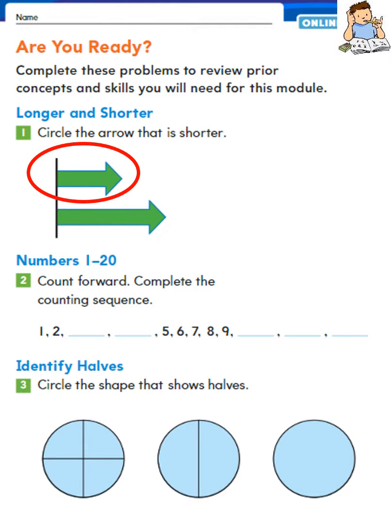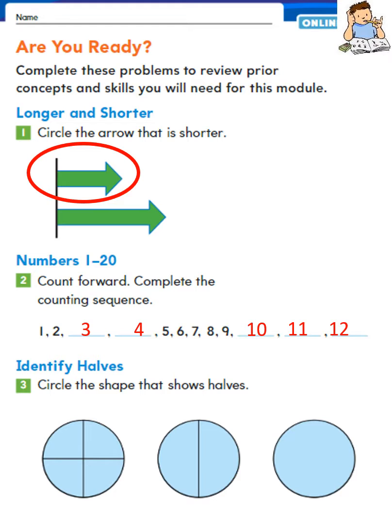Great. Number 2. Let's count forward. Complete the counting, so count with me at home. 1, 2, 3, 4, 5, 6, 7, 8, 9, 10, 11, 12. Awesome. Thanks for counting.